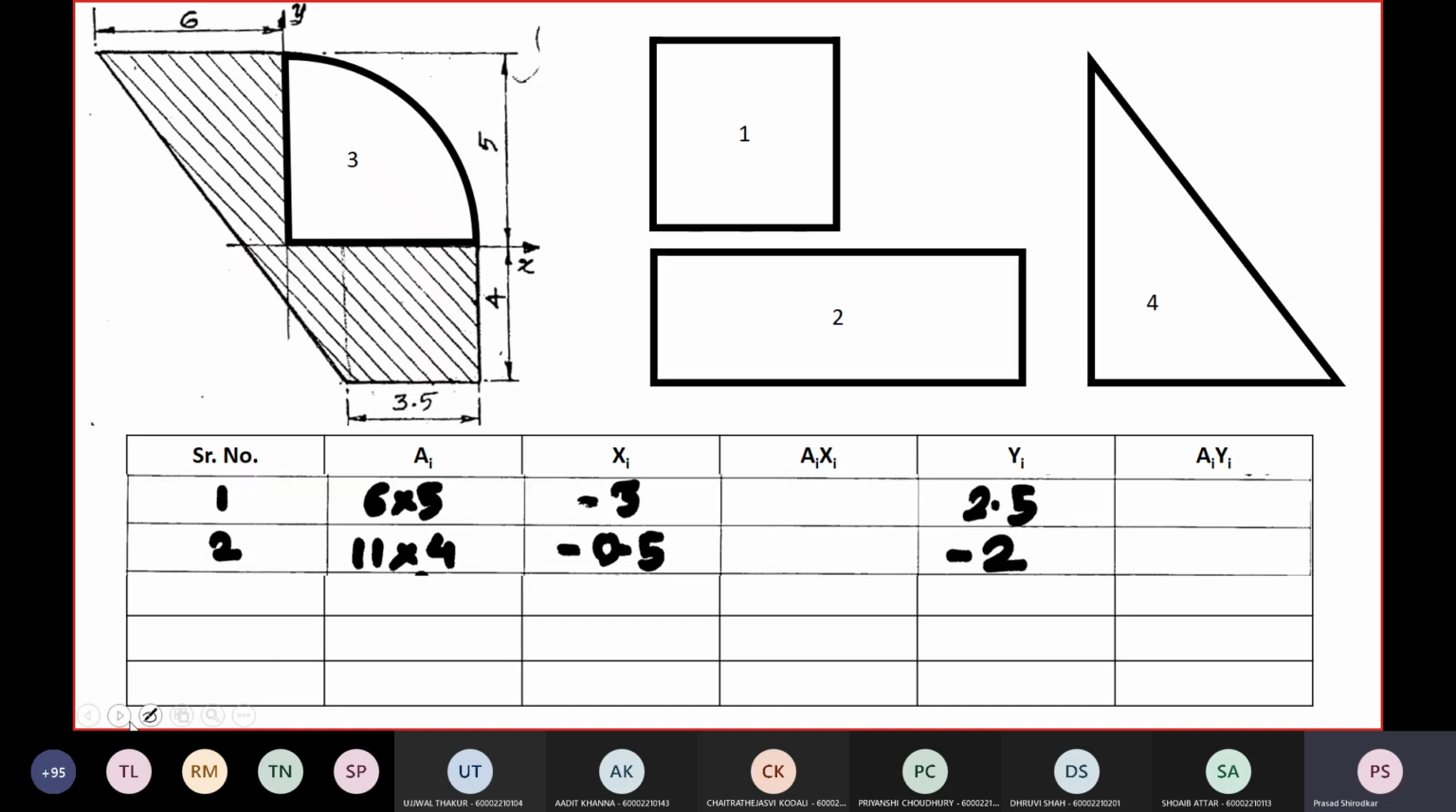Next is the quarter circle. The area is pi into r square, pi r square by 4, and this is the easiest one to figure out. The xi is 4r by 3 pi, and yi is also 4r by 3 pi.